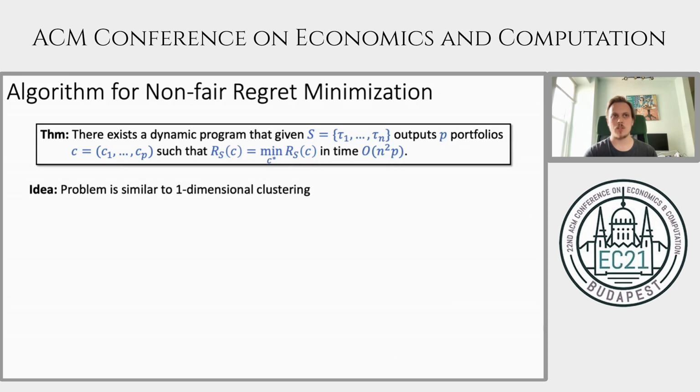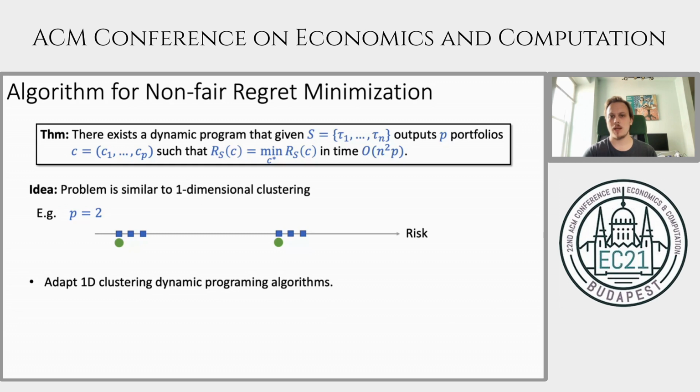So for example, if you imagine plotting some consumer risk thresholds that have these two well-separated clusters, it seems intuitive that in order to minimize their average regret, you need to choose portfolios that serve each of the groups independently. So maybe these two portfolios are the optimal solution. And so given the similarity to one-dimensional clustering problems, we can adapt the dynamic programming solutions for one-dimensional clustering to this problem.